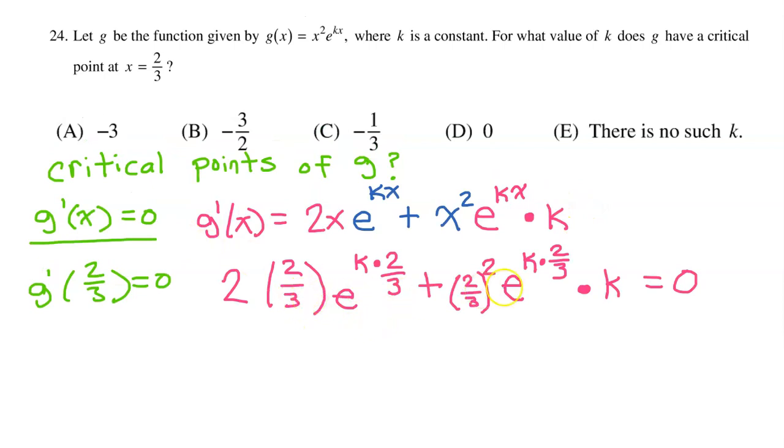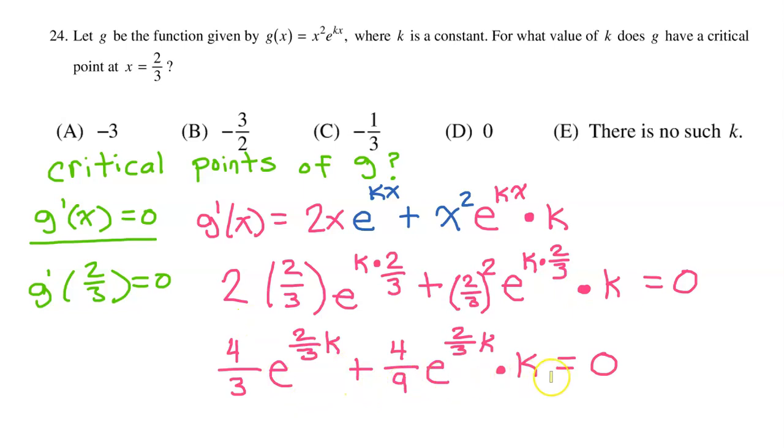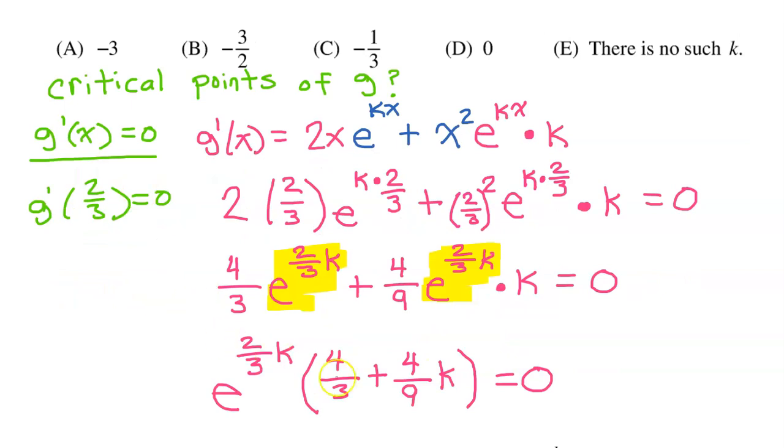Putting 2/3 in for x, we have this. Simplifying a little bit, we have this. I am noticing that we have a common factor here and here. So let's factor this outside of parentheses. So now we have this. Using the zero product property, we can find solutions by setting each of these two factors equal to 0.